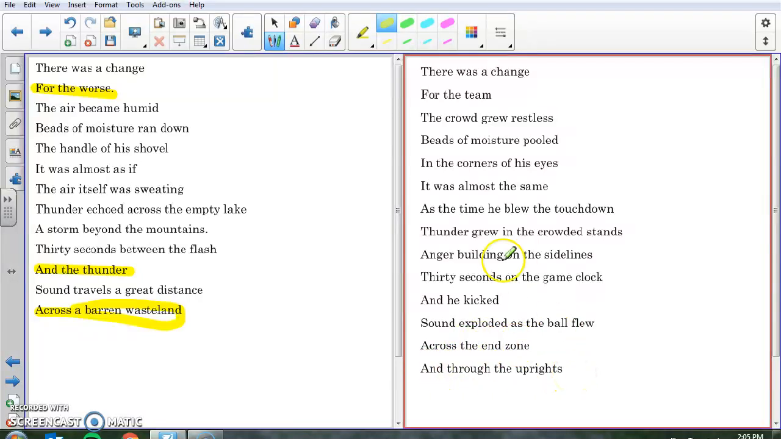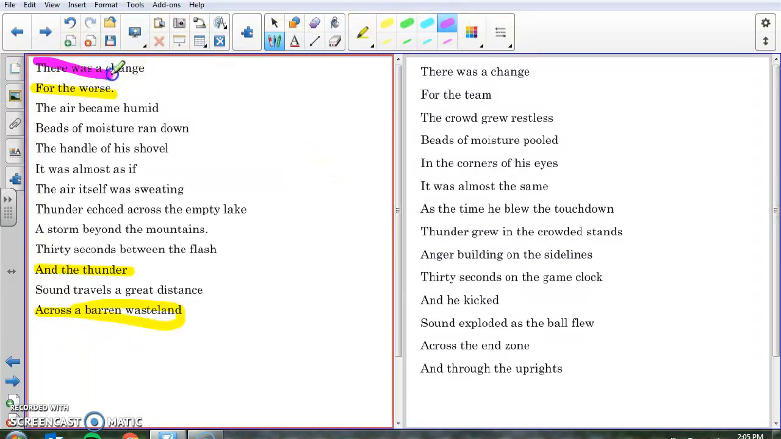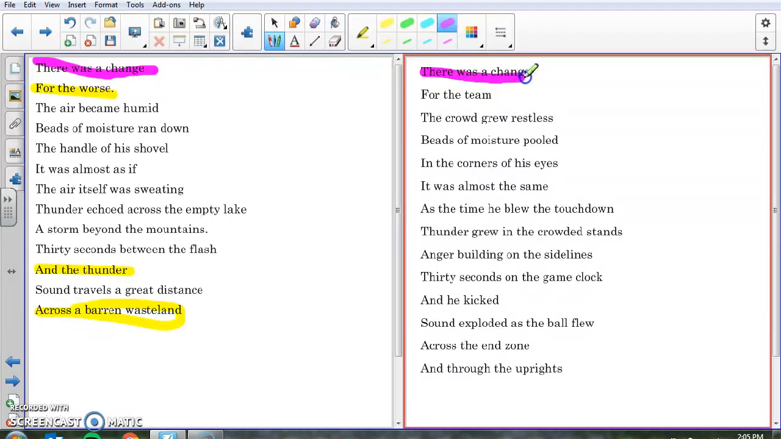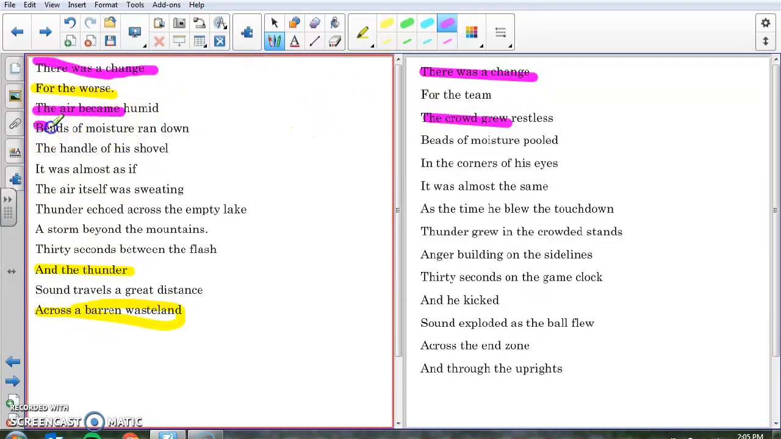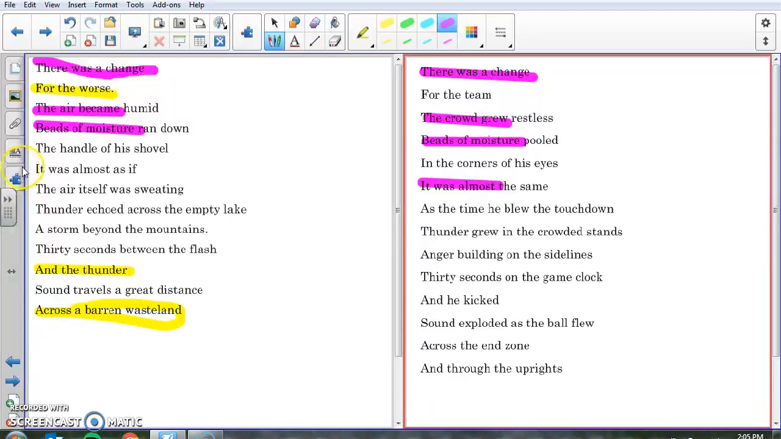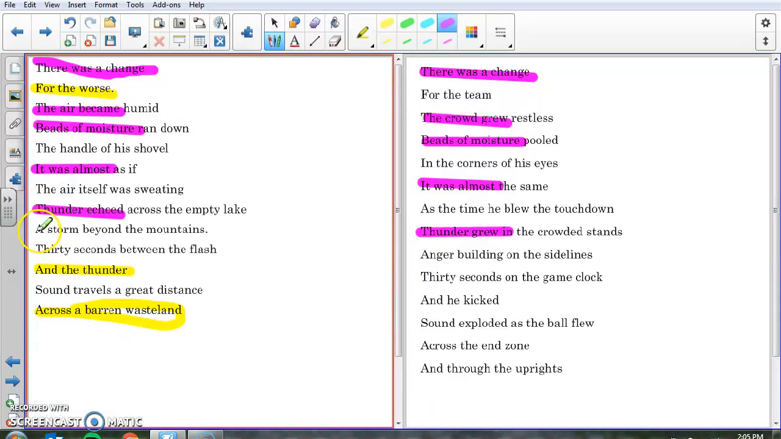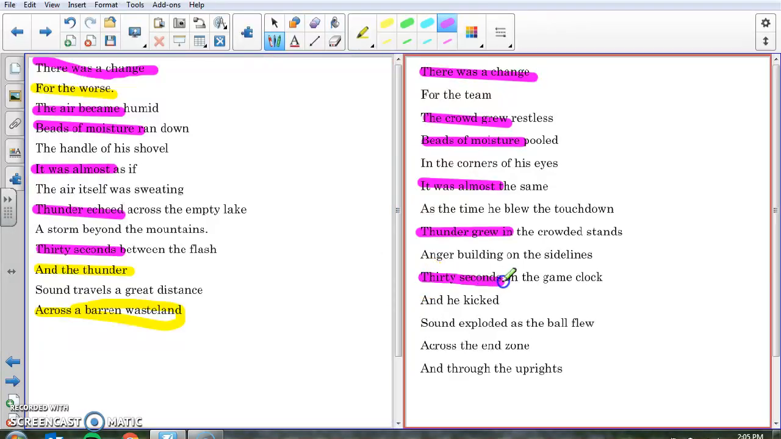So you can see that they have a very similar structure. Some similar things that we see here are there was a change. That's the exact line. The air became, the crowd grew. Beads of moisture is the same. It was almost is borrowed from this poem. Thunder grew, thunder echoed. 30 seconds, they even took that.